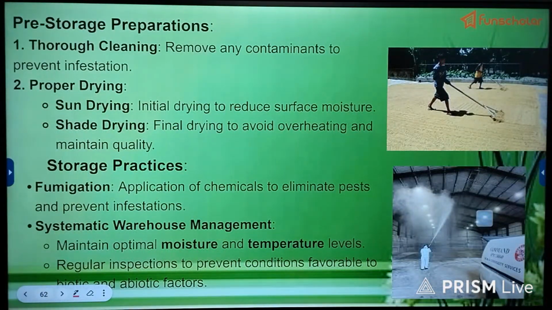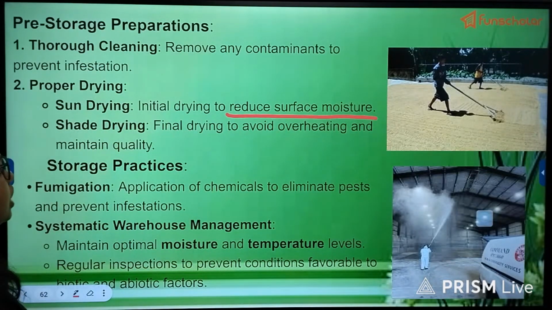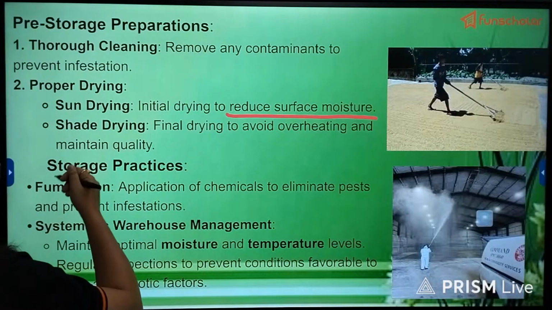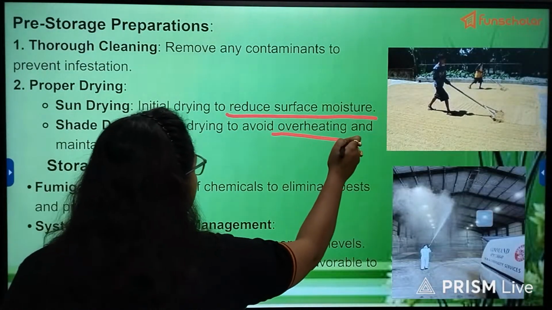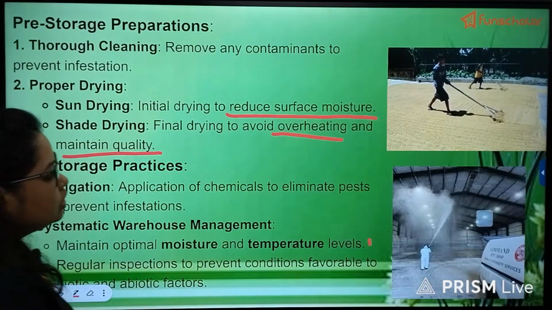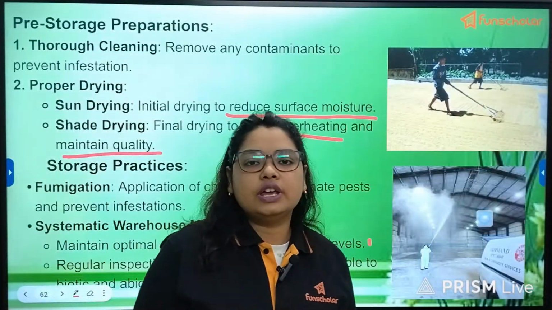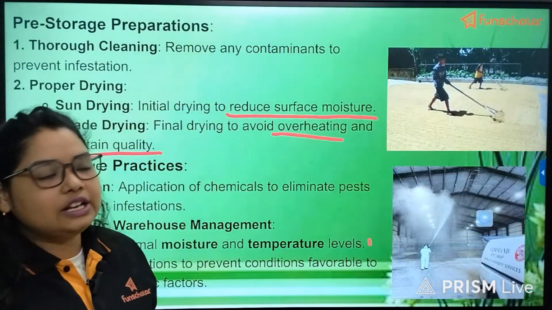Second one is proper drying. First sun drying and then shade drying. Sun drying will help to reduce the moisture. And what will shade drying do? It will avoid overheating, because high temperature can also lead to degradation in the quality of the seeds. So we need to cool down the high temperature.